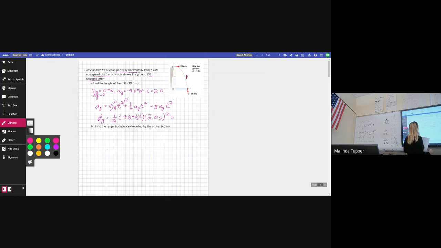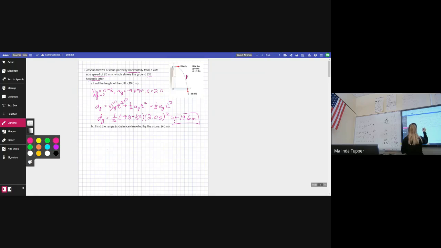which if I just plug this into a calculator, I'll get negative 19.6 meters. Now, specifically, it asks you what the height of the cliff is. dy is actually the distance that it fell, but the magnitude is the same. Okay, the next part says find the range, which is the x distance traveled by the stone.